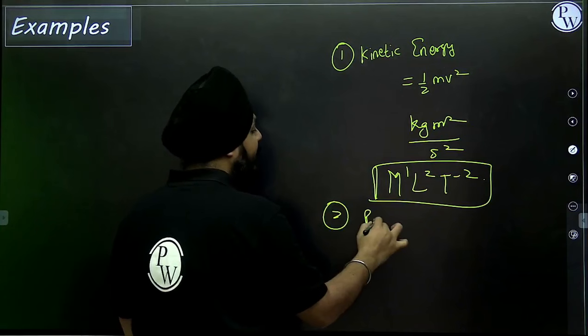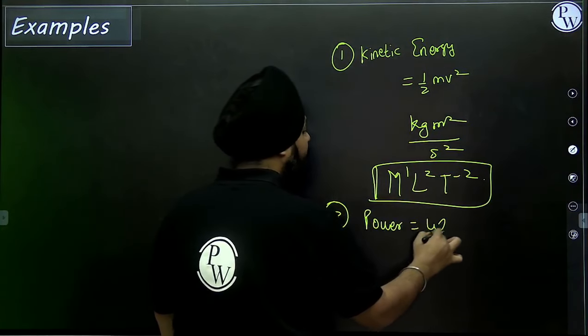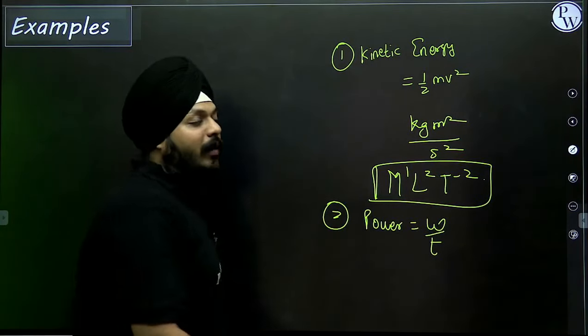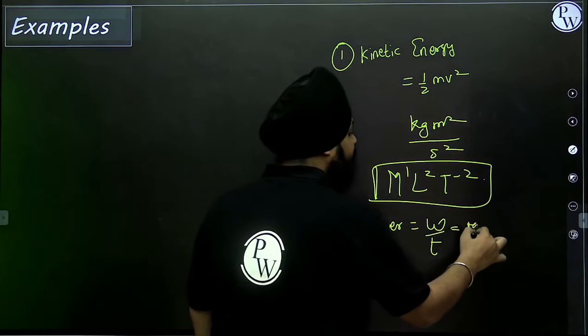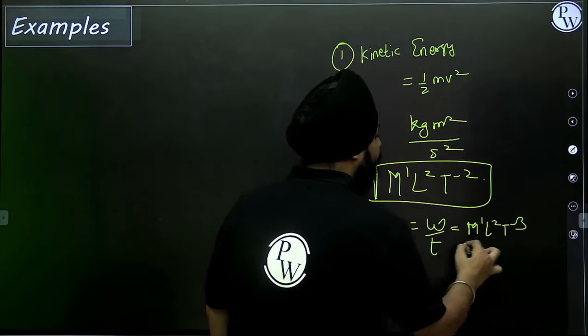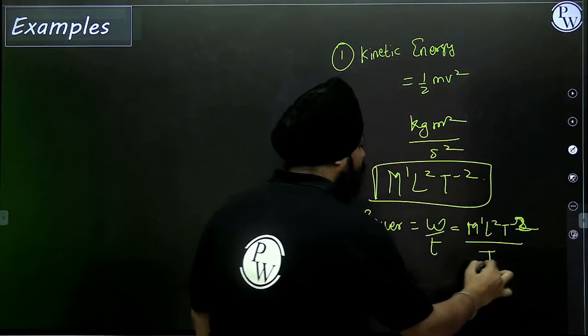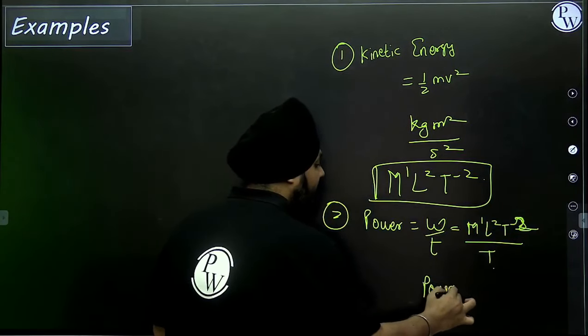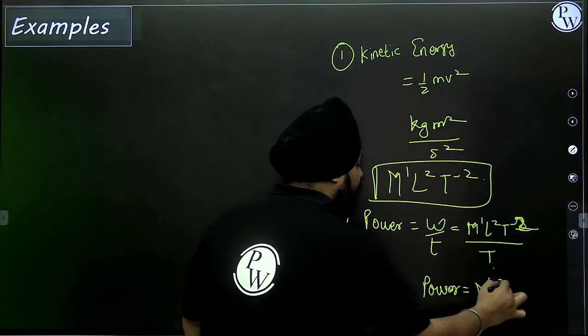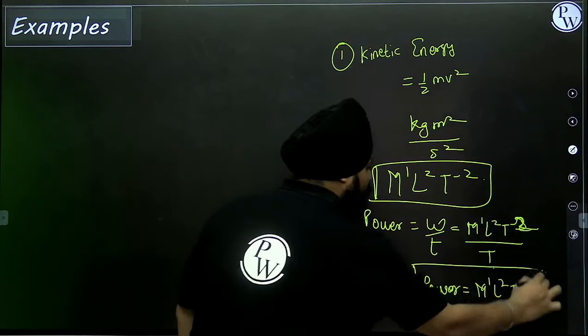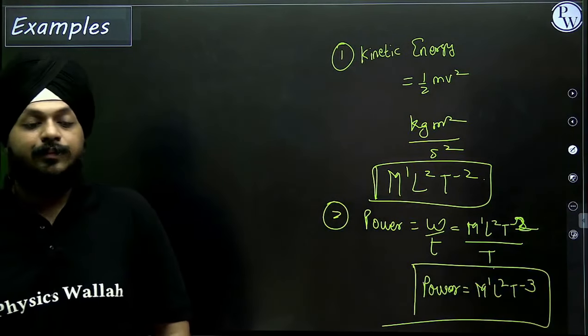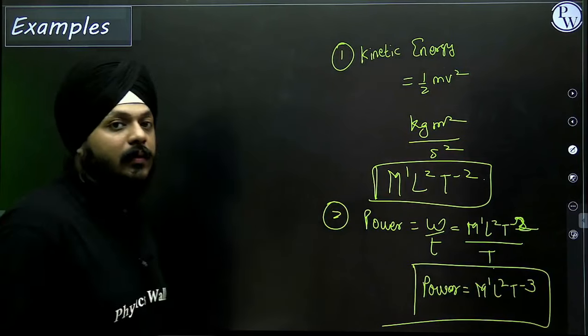How to represent the power? Power is work done per unit time. You are aware of the dimensional formula of work done. That is M1 L2 T minus 2 whole divided by T. So what will be the dimensional formula of power? The representation of power in terms of fundamental physical quantities is this.